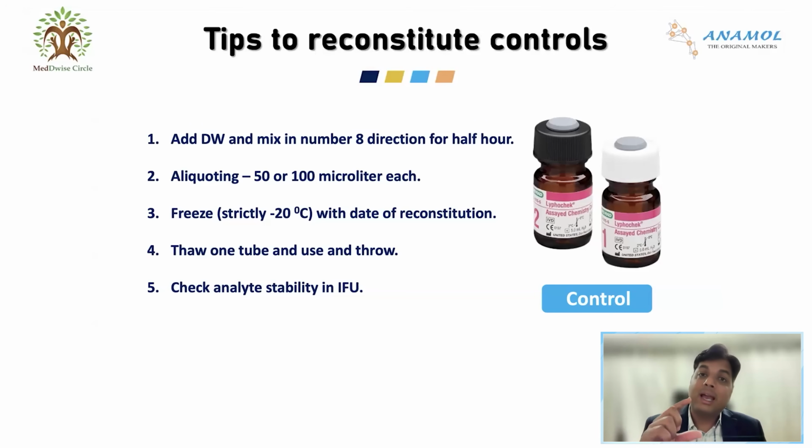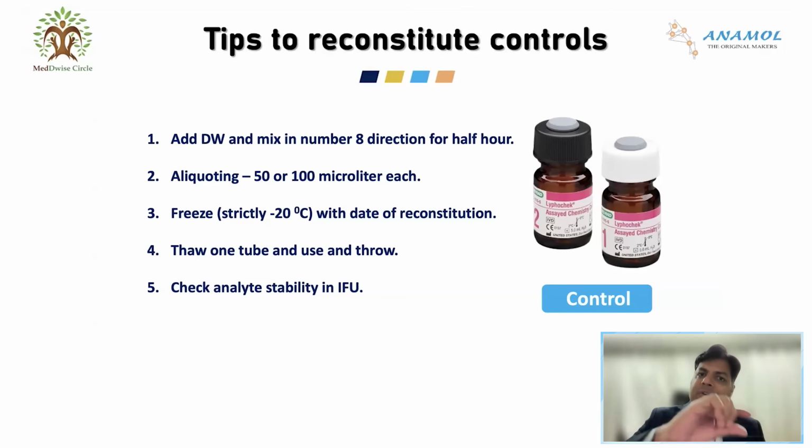Now, once we have added 5 ml of distilled water and we have waited for 30 minutes, we have also mixed the contents in number 8 direction. After that, we need to take 50 microliter from that particular solution and add that 50 microliter in a fresh, clean, dry Eppendorf tube.